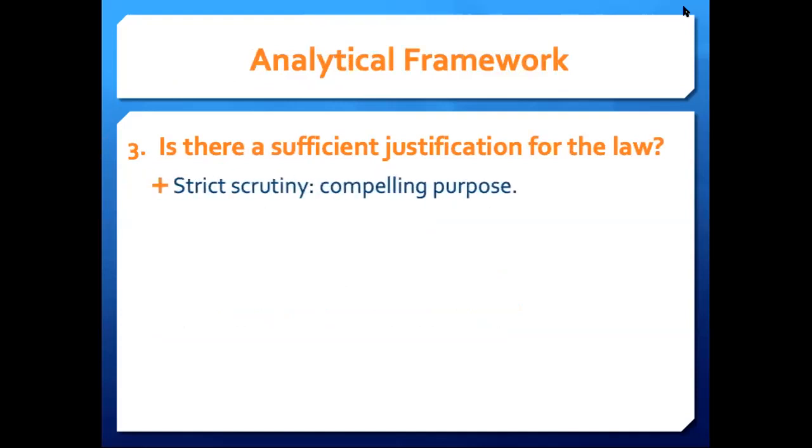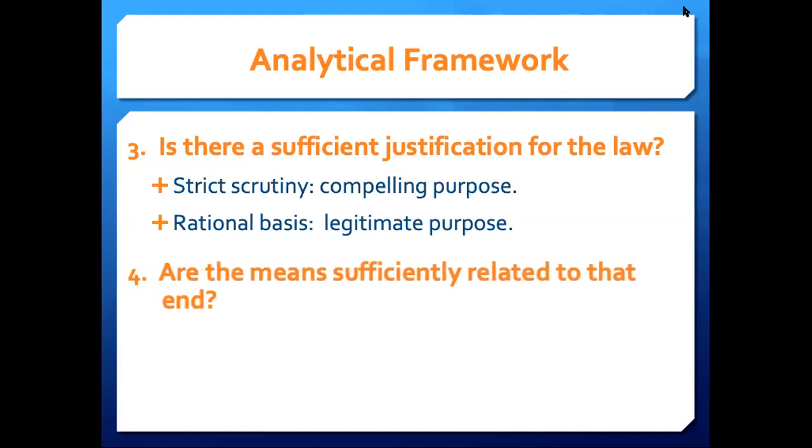Okay. Our third question then is whether or not we have a sufficient justification for the law. So continuing with our two tiers of scrutiny, if we have a fundamental right and we are applying strict scrutiny, then we require the government to show that there is a compelling purpose for this law. But if we are only in rational basis scrutiny, we simply ask the government to have a legitimate government purpose in order to survive rational basis scrutiny.